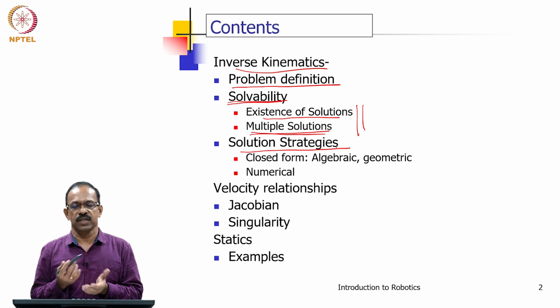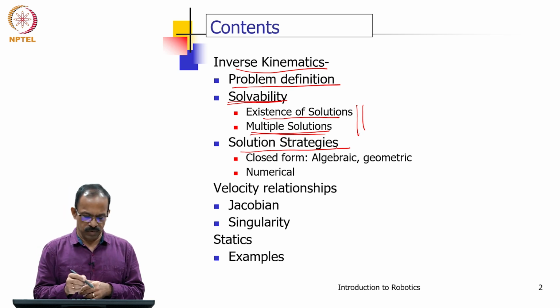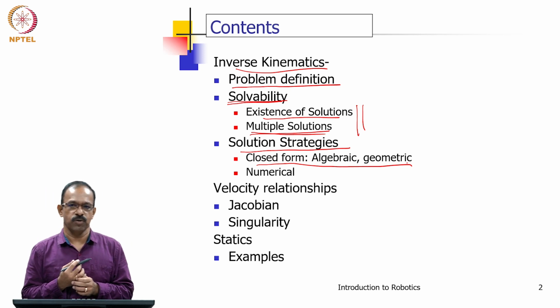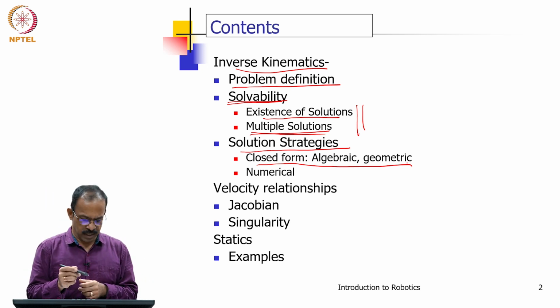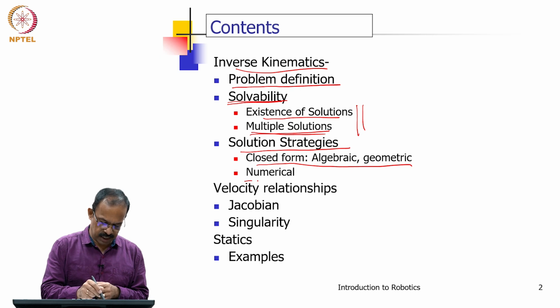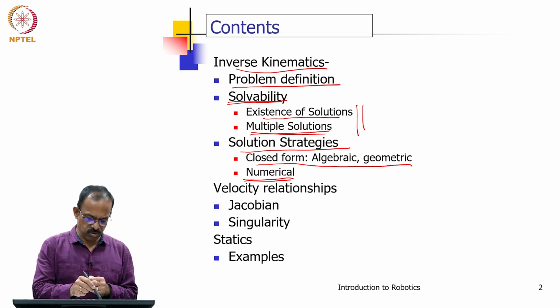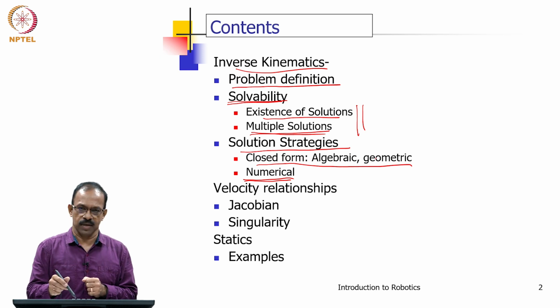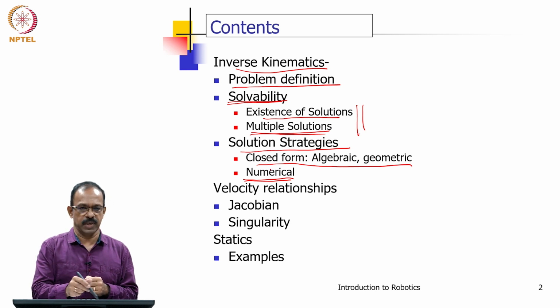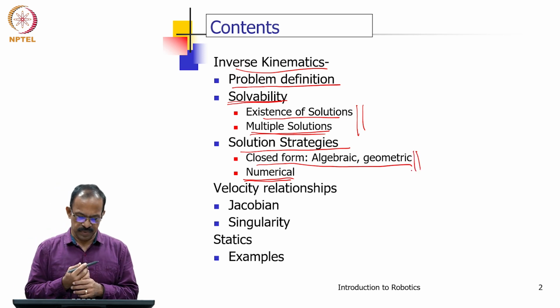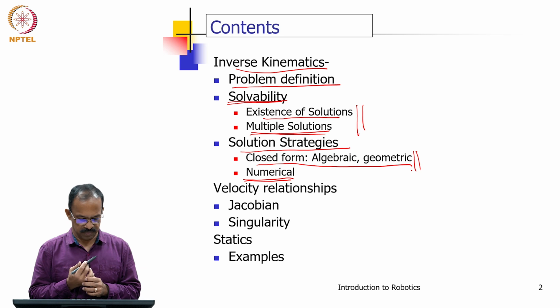And then we look at the solution strategies. There are different strategies to solve this. We look at the closed form solutions, as an algebraic or geometric solution, and then there is another method called the numerical solution. We will not go into the details of numerical solution, just to tell you that it is also a method for solving inverse kinematics, but we will be talking only about the closed form solution.